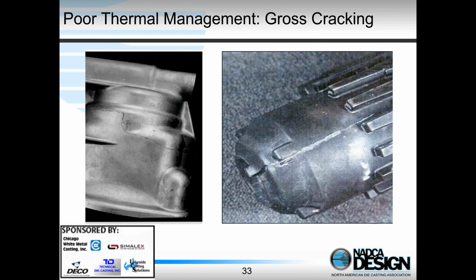And again, ultimately, if I don't manage heavy sections in the casting, if I don't manage temperature in the die, I can get gross cracking. So whole chunks of the die can split in half, or we'll get major cracks in it. And obviously, this is something that we need to prevent.